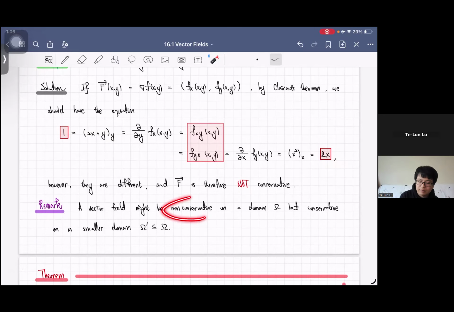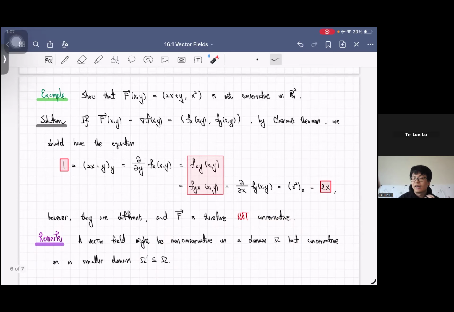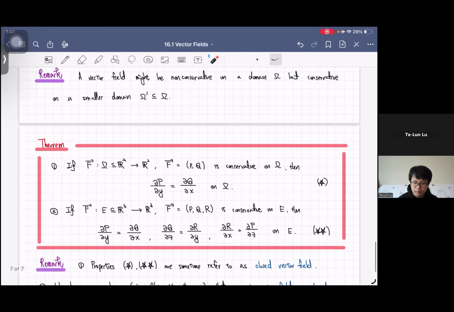So it might be non-conservative on a domain omega, but be conservative on a smaller domain omega prime contained in omega. So the domain is actually important. We'll be emphasizing it afterwards. Whether a vector field is conservative actually has something to do with this domain. But anyway, now we have provided a kind of criterion for analyzing whether a vector field is not conservative. We are not yet sure how to verify conservative, but we know how to verify non-conservative. And that is the following theorem.